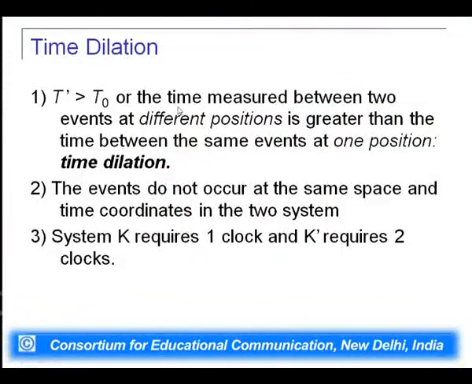Then what was the result? T dash is greater than T naught, or the time measured between the two events at different positions is greater than the time between the same events at one position. That is known as the time dilation. There is a difference between the times. The events do not occur at the same space and time coordinates in the two systems. The system K requires one clock and K dash, which is moving, requires other clocks.